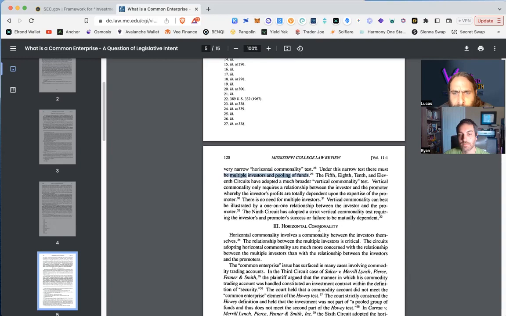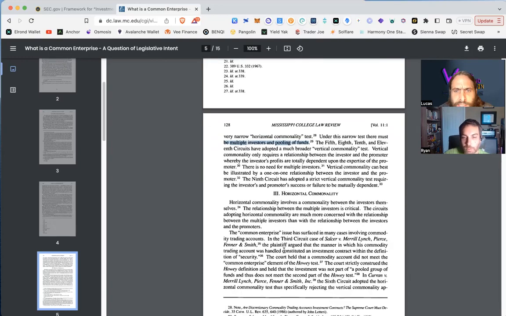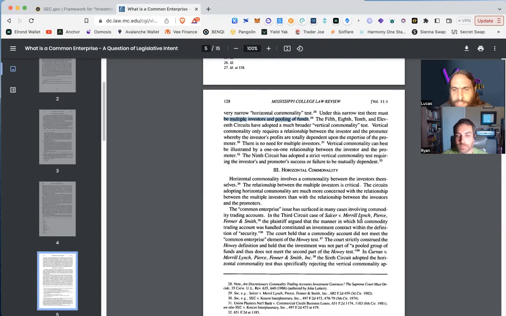Let me find vertical. Yeah, you're getting close to what I was bringing up. That Curran versus, yeah, here it is. Merrill Lynch case. Yeah, here we go. This is the one. Okay. So in the horizontal commonality, there is a previous case. Let's go right to that one you were just talking about.